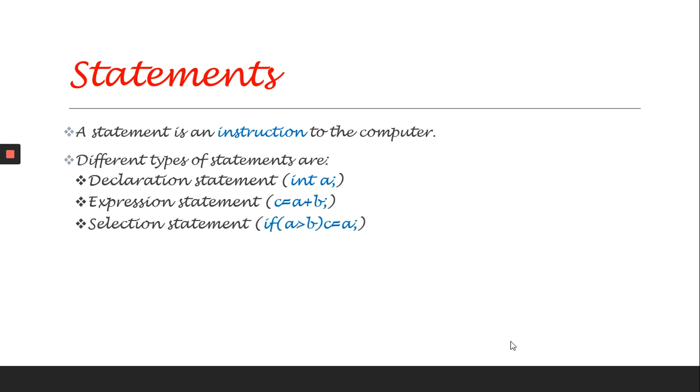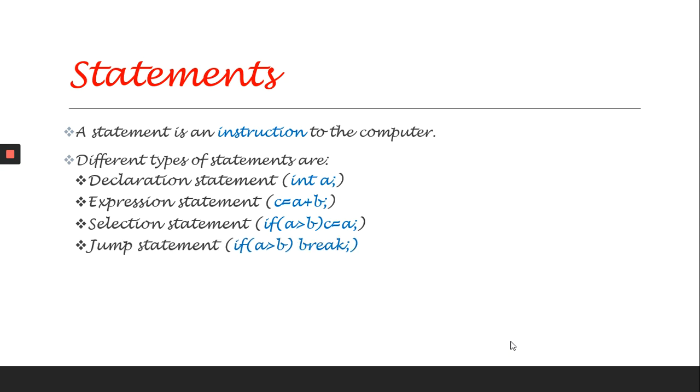The third one is the selection statement. Here selection is done based on a particular condition. For example, here you can see, based on the condition, if A greater than B, then we will assign A to C. That is, if A is greater than B, C is equal to A, which means only if that particular condition is satisfied, the selection is made, and we select A to be assigned to C.